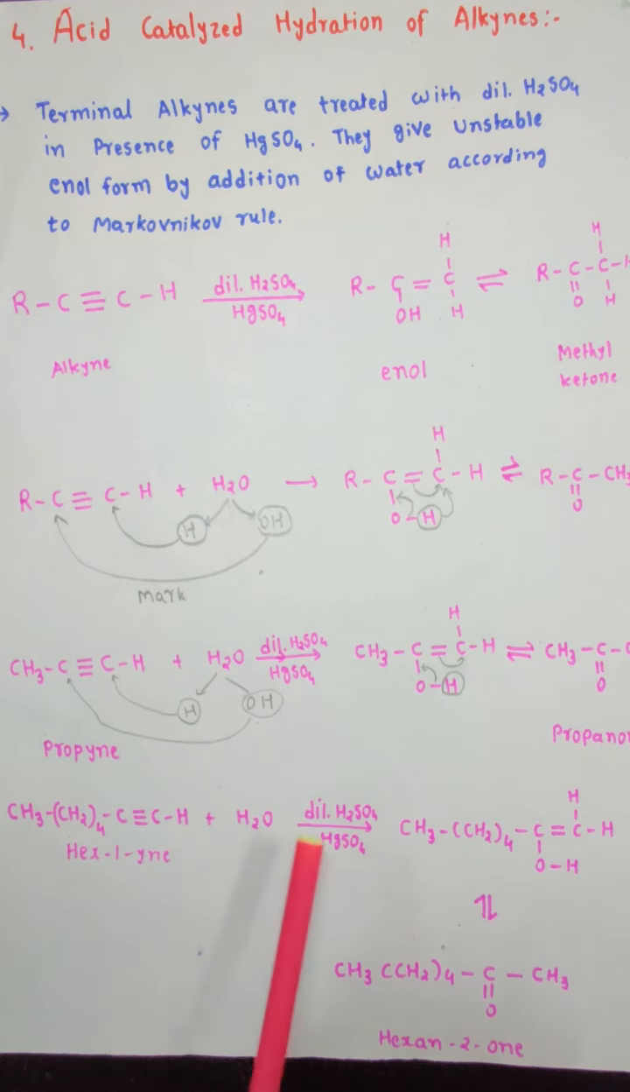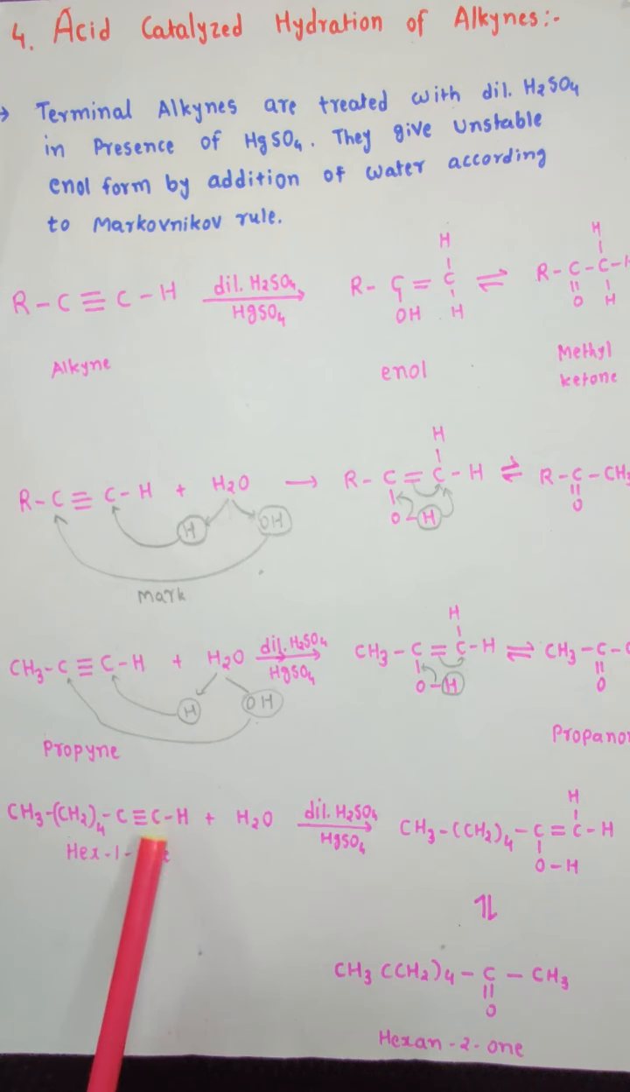Hex-1-yne on reaction with dilute H2SO4 in presence of HgSO4 once again will undergo addition of water according to Markovnikov rule. So OH will enter on this carbon and H will enter on this carbon. Why? Because rich becomes rich. So you get hydrogen over here and OH with the second carbon. Okay, so this is the enol which you get.